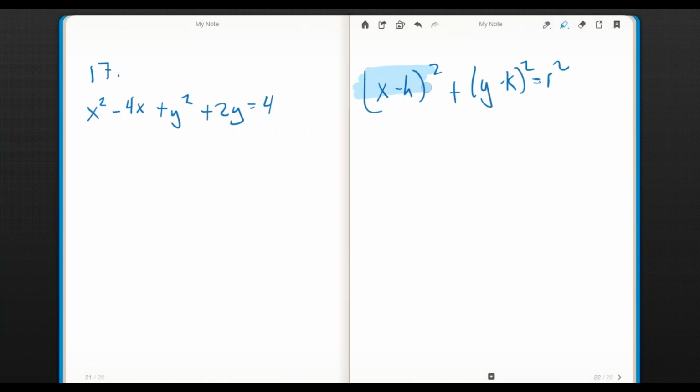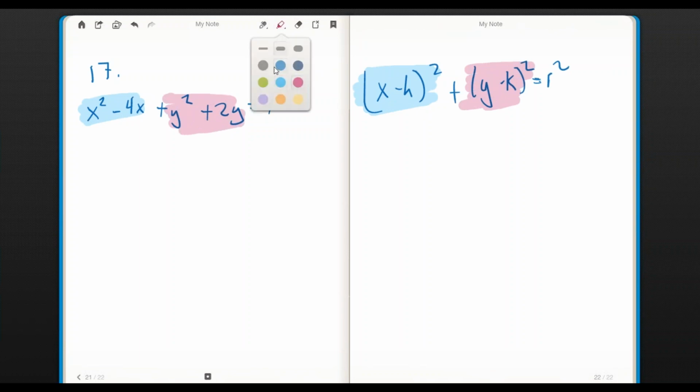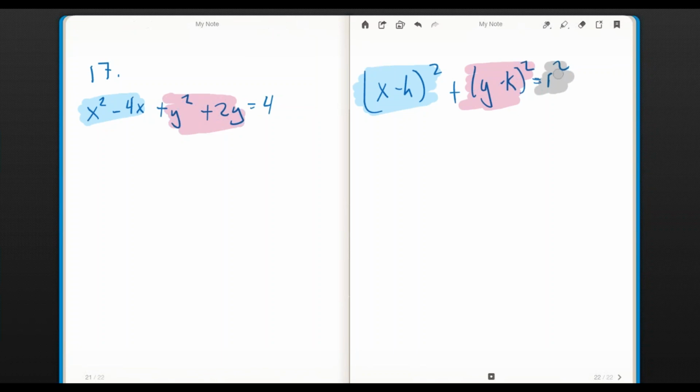I need to find my x values and put them in the form of a square. I need to take my y values and put them in the form of a square. And then everything else on the other side of the equation will be my r squared. So I have an equation. Currently they're balanced. X squared minus 4x. If you remember the idea of completing the square, how do you complete the square?